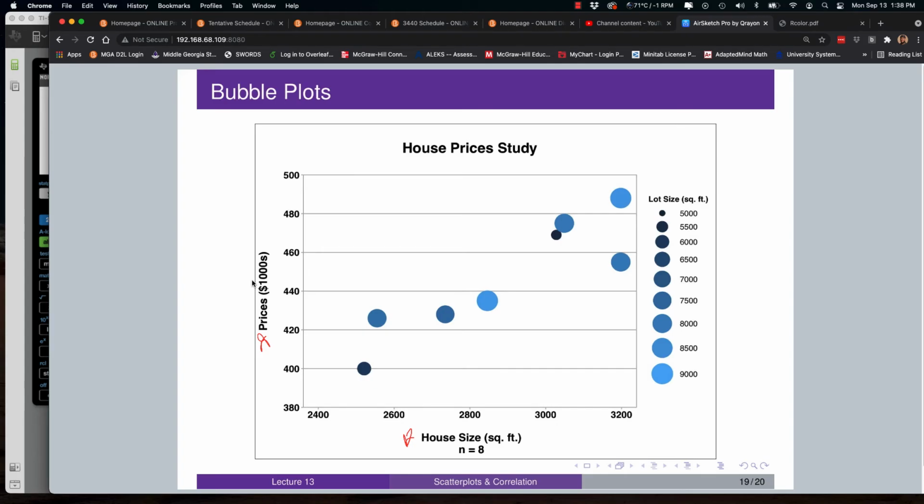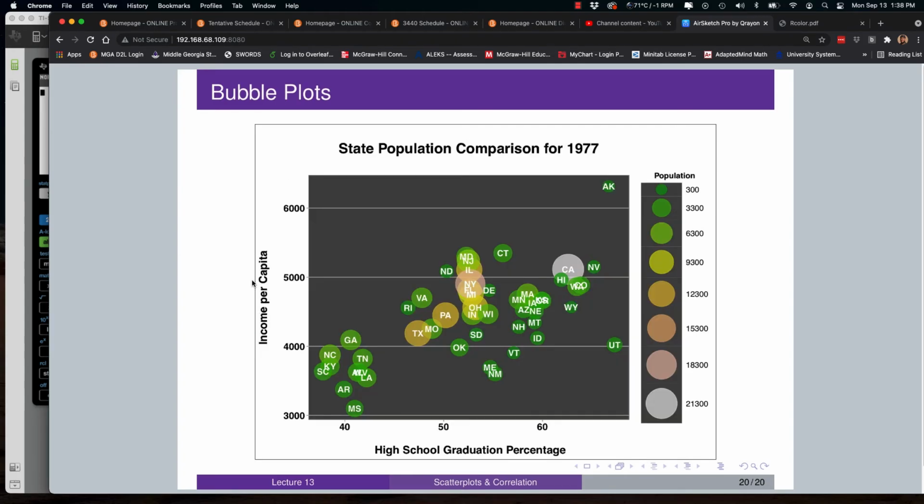Another one I made just to show you guys is this one right here, which is from a data set in R. And both these graphs were created in R, by the way. It's the state population comparison in 1977. On the x-axis, we've got the high school graduation percentage, essentially the percentage of folks who graduated high school in those states that year.